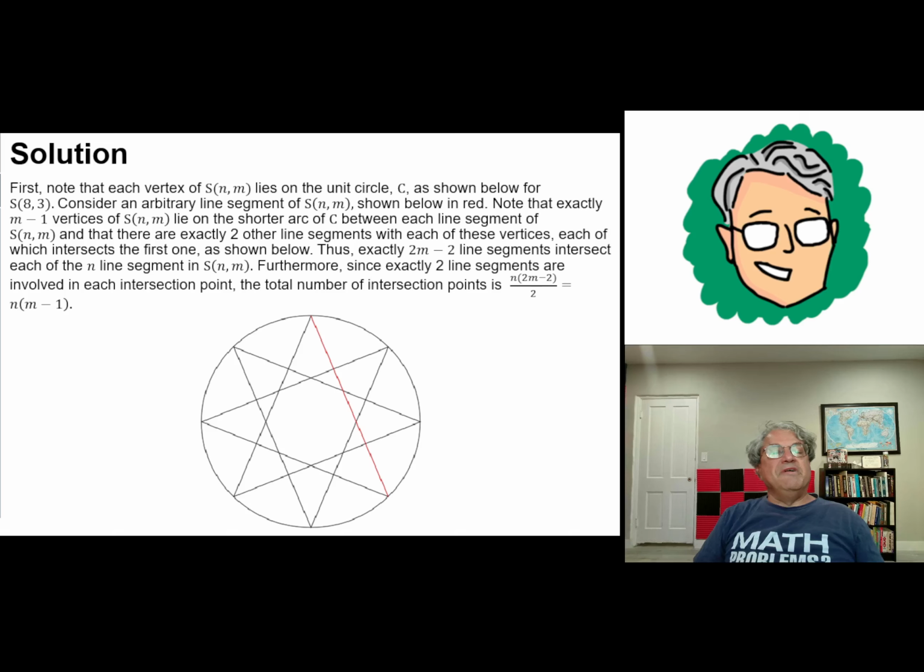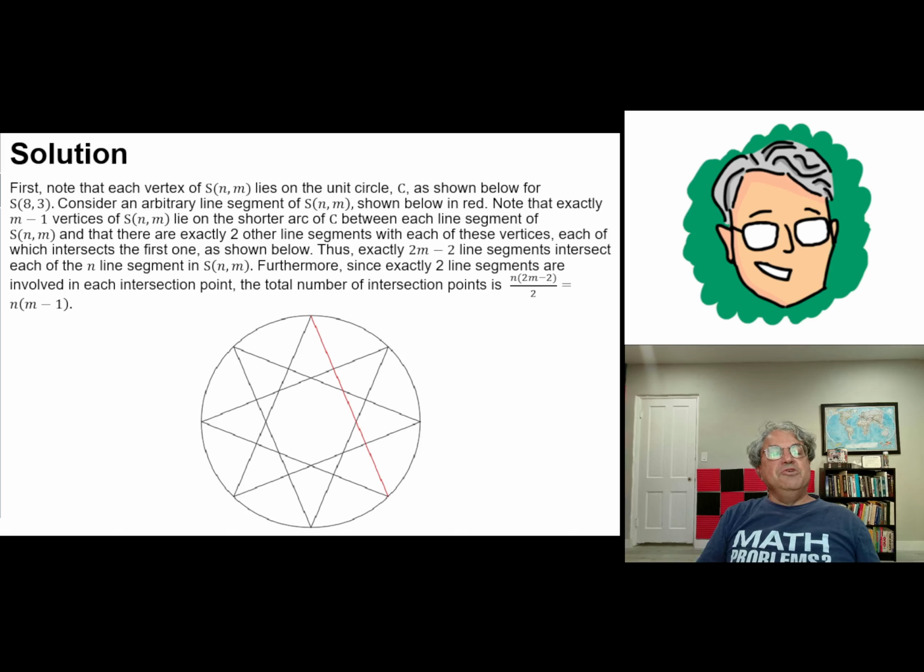So anyway, here's my analysis. Here's how to solve this problem. What we want to do here, if you look at this diagram on the bottom, this is S8,3, and I don't know if you can see this, but one of these line segments, as a matter of fact, the first one in the construction, the one that goes from the top vertex to the one 3 vertices over going counterclockwise, is shown in red.